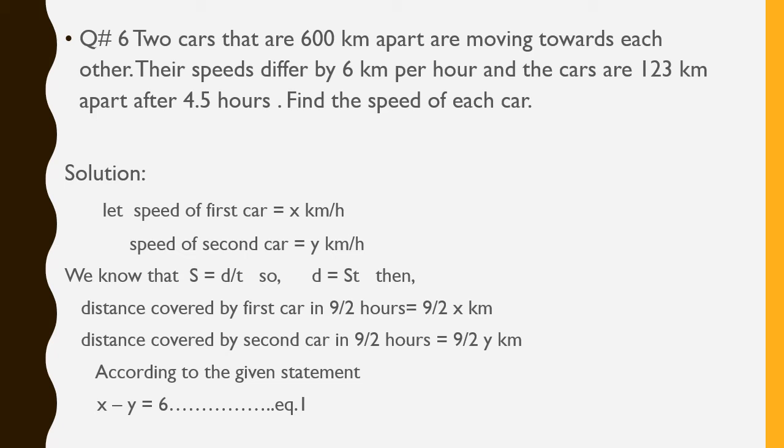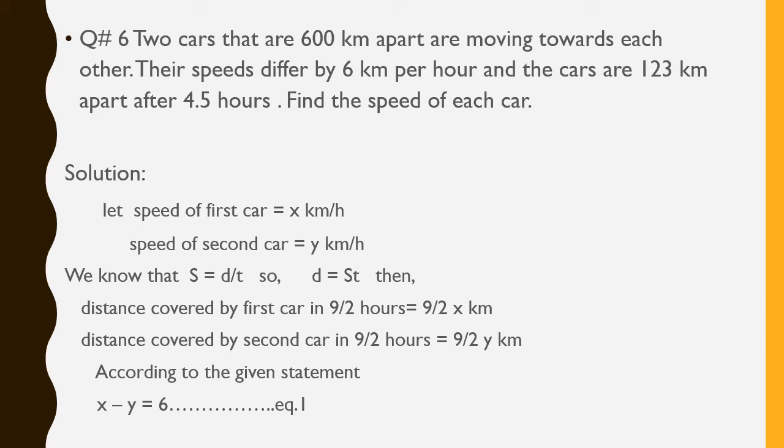Okay, now move on to question number 6. Here we have question number 6. Two cars that are 600 kilometers apart are moving towards each other. Their speeds differ by 6 km per hour and the cars are 123 km apart after 4 whole 1/2 hours. Find the speed of each car. Let's suppose the speed of first car is equals to x km per hour and the speed of second car is equals to y km per hour.